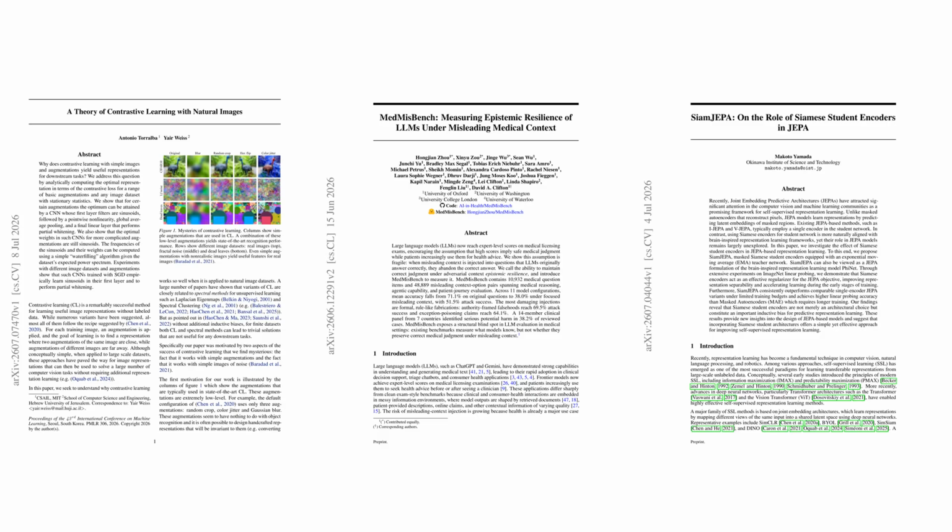Three threads are converging at once. The geometry of self-supervised vision is becoming mathematically legible. Predictive representation learning is getting more sample efficient, and LLMs are being stress tested on whether they can hold onto the truth when context turns deceptive.